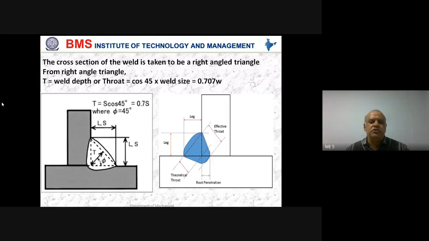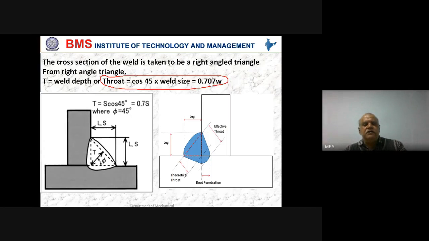Now we'll move on to the cross section of the weld, how the cross section of the weld will be. You can see the sketch over here. This distance is called the throat of the weld, and this is the weld size. So throat will be equal to 0.707, that is cos 45 times size of the weld. Therefore, throat is equal to cos 45 into weld size, that is equal to 0.707 W. W stands for size of the weld.